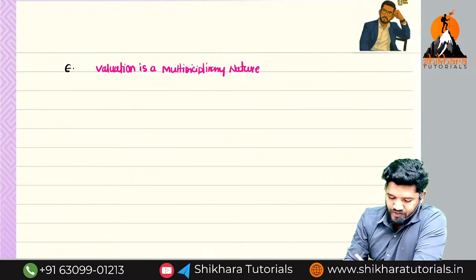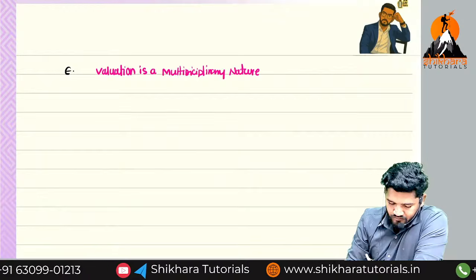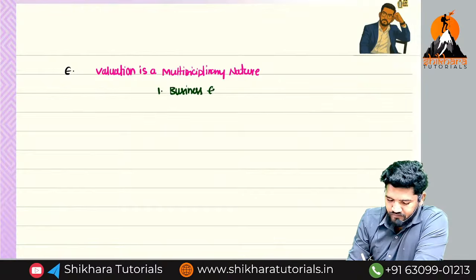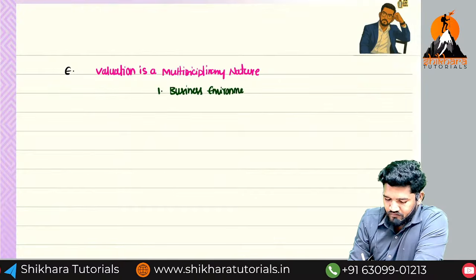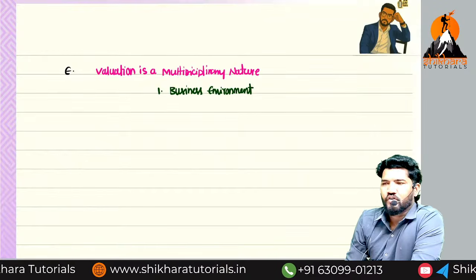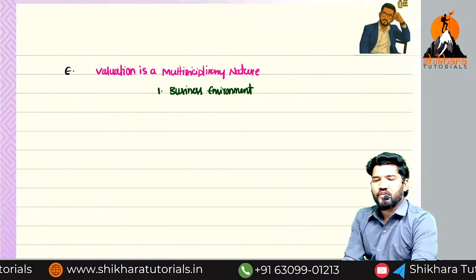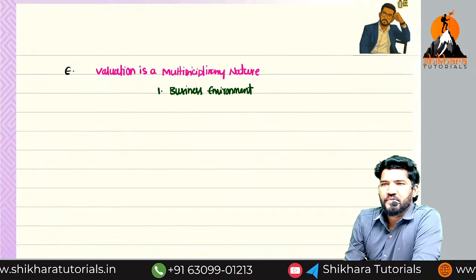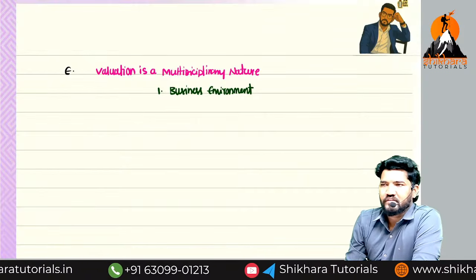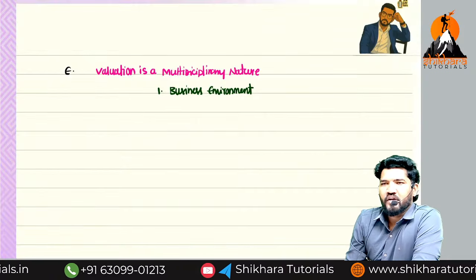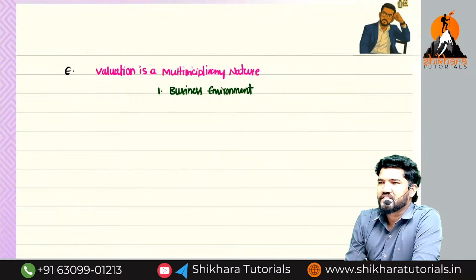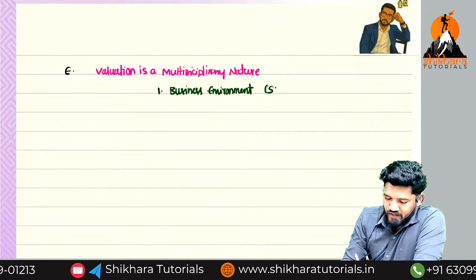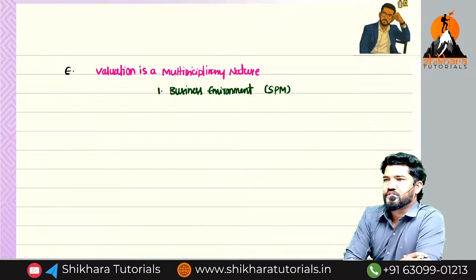First, you need to understand business environment. So what does business environment represent? You need to figure out the nature of the business, size of the business, what kind of product they are doing, operations. Whether they are doing product related operations or service related operations. Those things you have to figure out first. That is what we learn under the SPM subject.